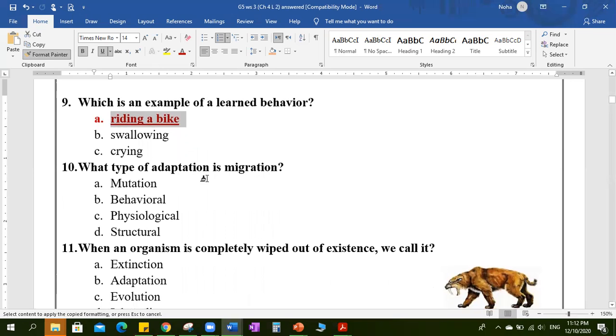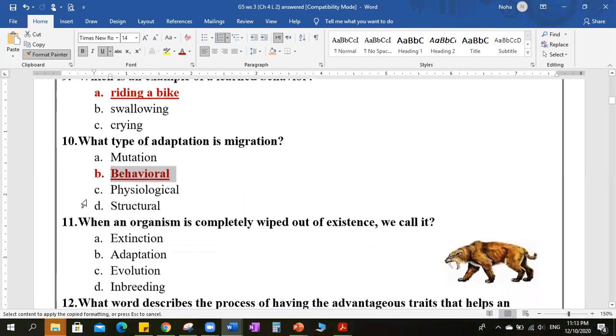Number 10, what type of adaptation is migration? And you guys know that migration is when an organism travels or moves from one place to another. It could be from a cold place to a warm place, or a place with no food to a place with enough food for it. And most of the birds do that. So migration is a behavioral adaptation because it's something the animal or the organism does.